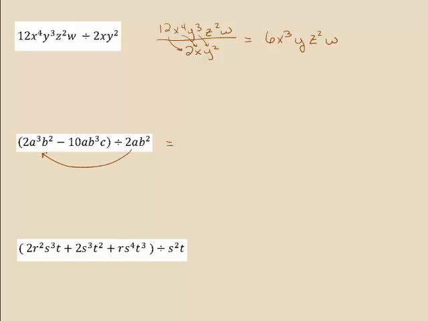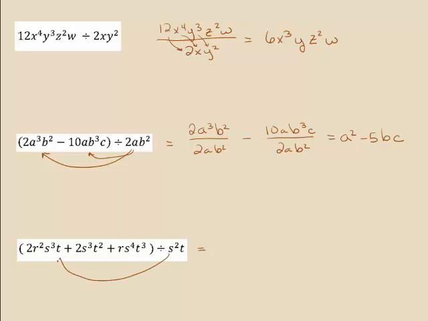I'll divide each of these individually by the 2ab squared. So I have 2a to the third b squared over 2ab squared minus 10ab to the third c over 2ab squared. 2 divided by 2 is 1. 3 minus 1 gives me 2. 2 minus 2, the b's cancel. 10 divided by 2 is 5. The a's are going to cancel. 3 minus 2 is 1, and the c has nothing to interact with, so it just stays the same.